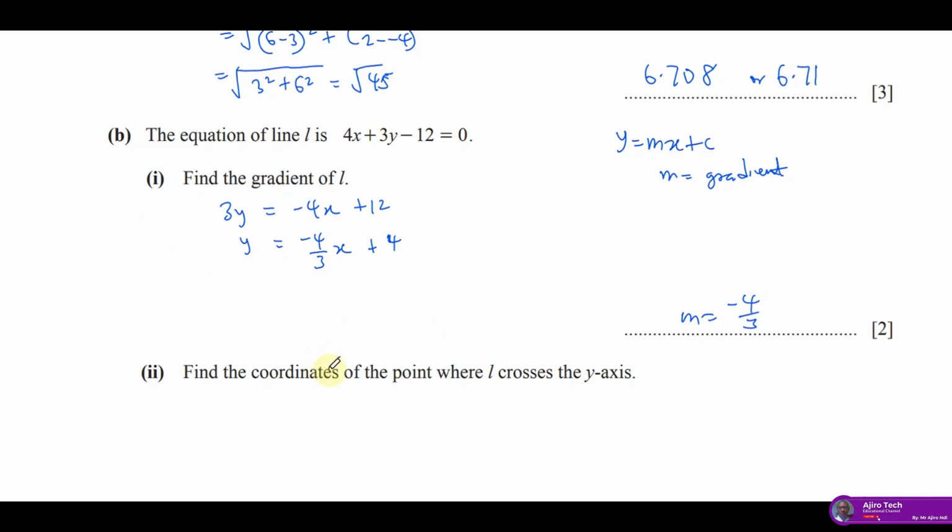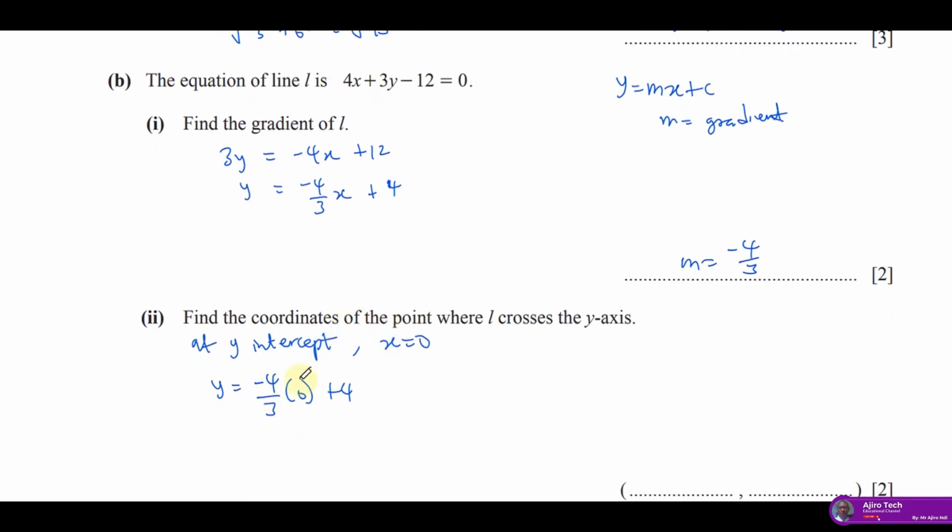Now, find the coordinate of the point where L crosses the y-axis. Now, at that point, that is at the y-intercept, x should be 0. So y equals minus 4 over 3 into 0 plus 4. So y should equal 4. Now when y is equal to 4, x is 0, right? I put x as 0.